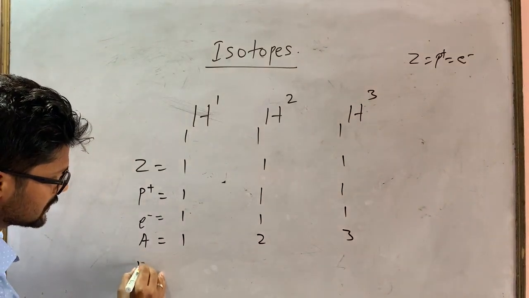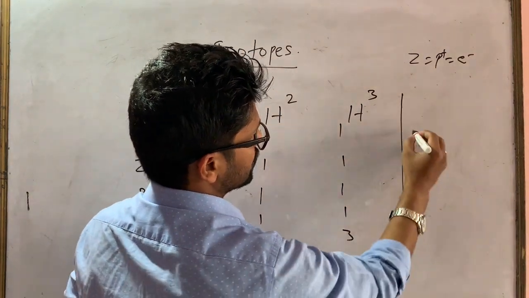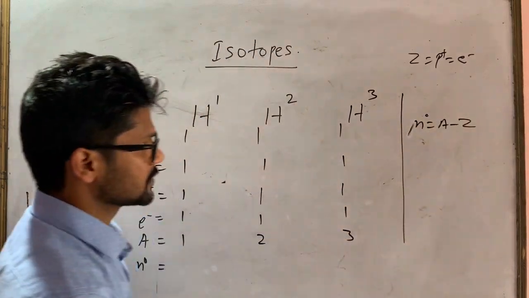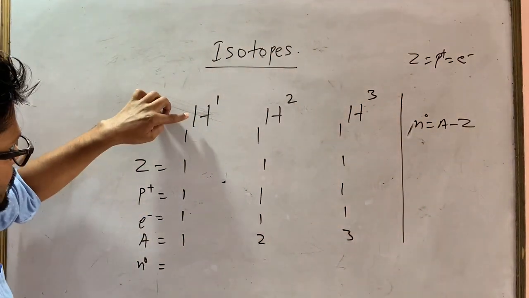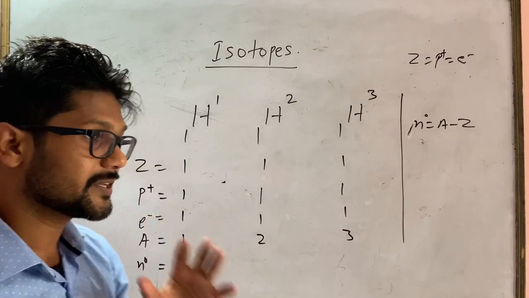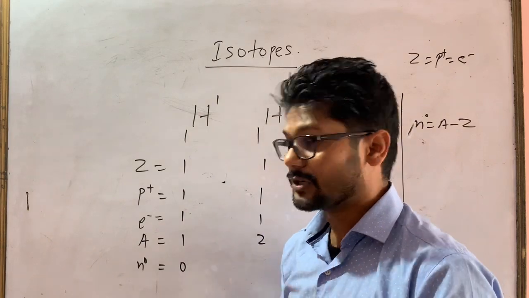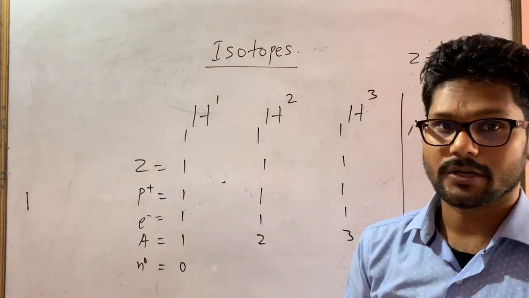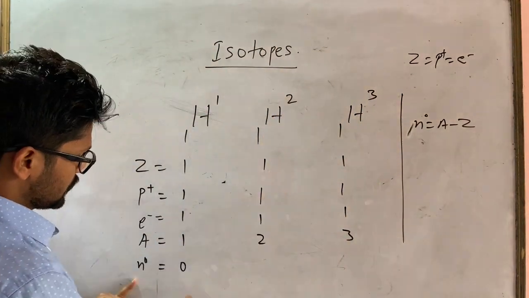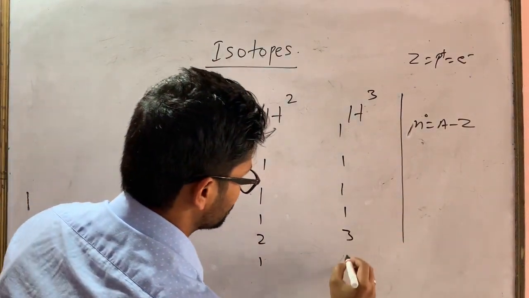Now we will calculate neutrons. As we know, the formula for calculating neutrons is N is equal to A minus Z. So do the calculation. A for this one is 1, 1 minus 1 becomes 0. So if the question asks which atom does not have neutrons, your answer will be hydrogen. It is a very common question, so you must remember it. Now for this, N is equal to 1 means neutron is 1, and here it will be 2.